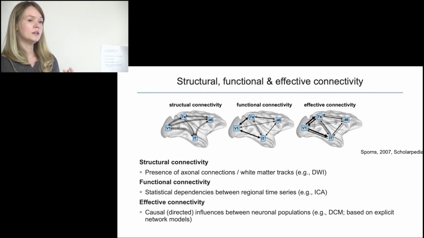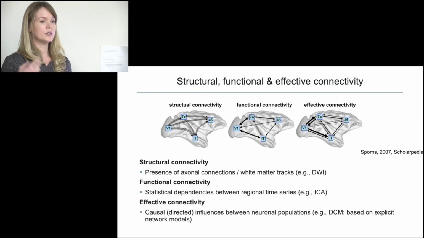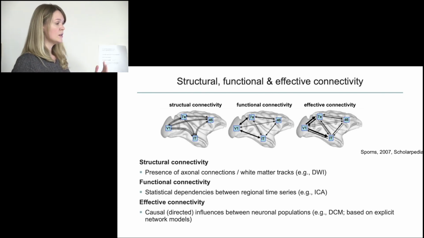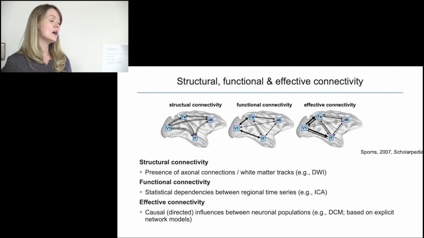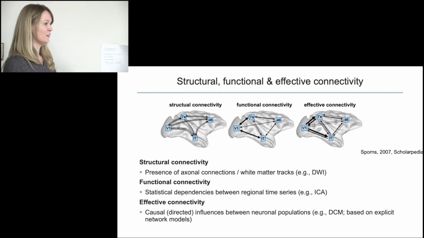DCM is a method to look at effective connectivity. So the effect that one brain region has on another brain region. So it's a direction of influence, and we infer causality with it, even though I don't want to get into the whole discussion of what is causality in the brain and all this.